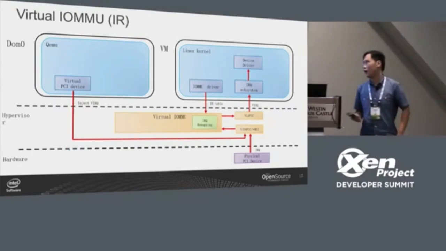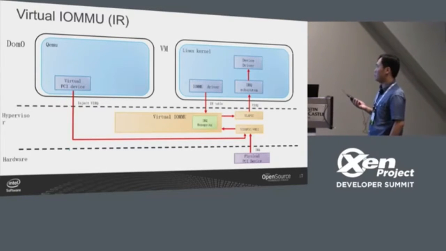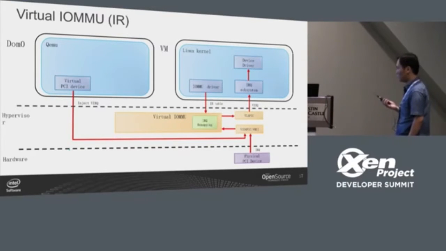Next part is for the interrupt remapping function. When the VM enables the interrupt remapping function, it will provide an interrupt remapping table to the virtual IOMMU. The IRQs from the virtual PCI device and the physical device will finally be delivered to the virtual IOAPIC, and all the virtual MSI depends on the IRQ type.